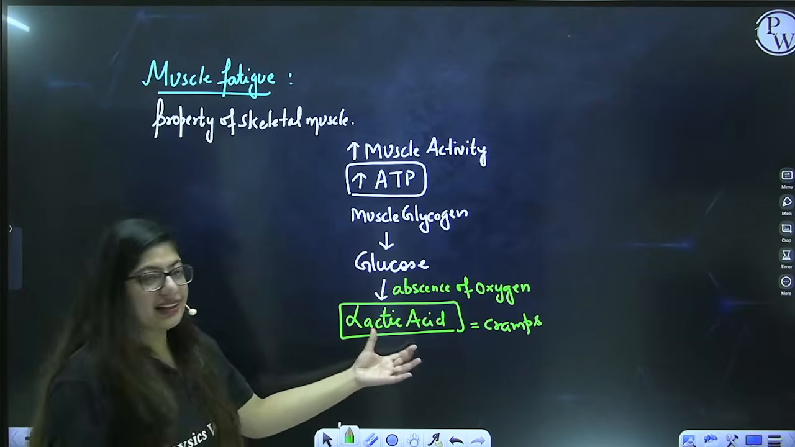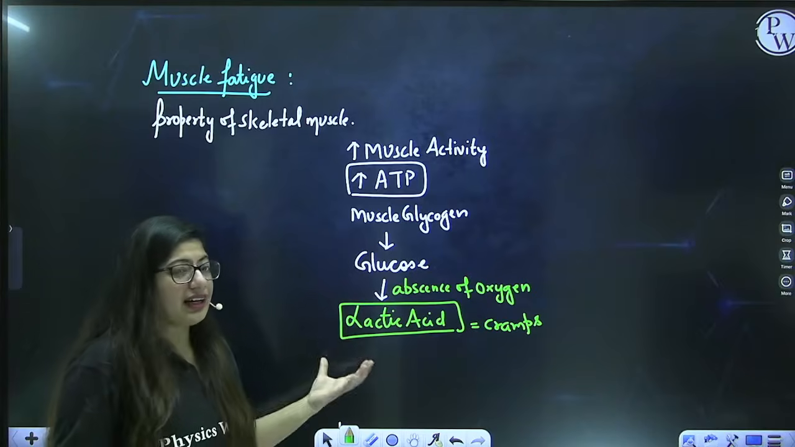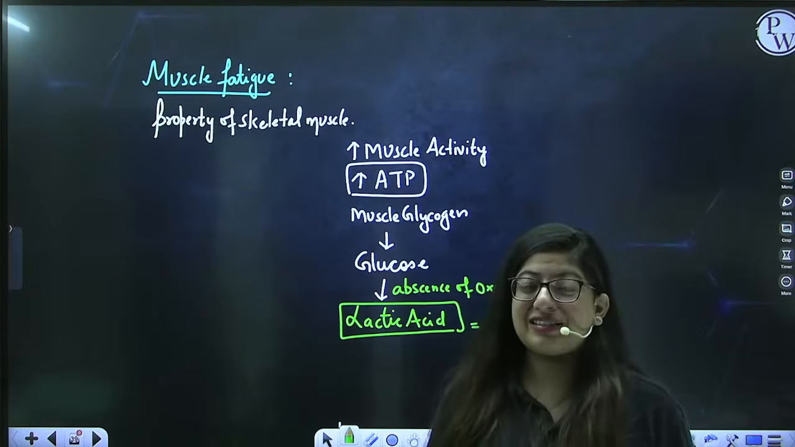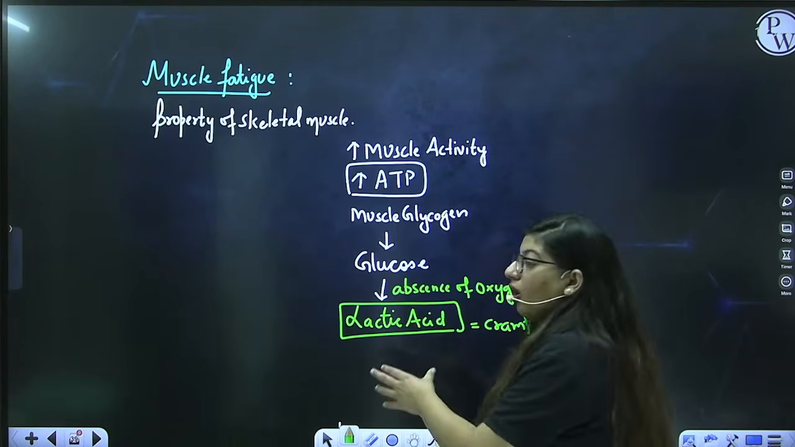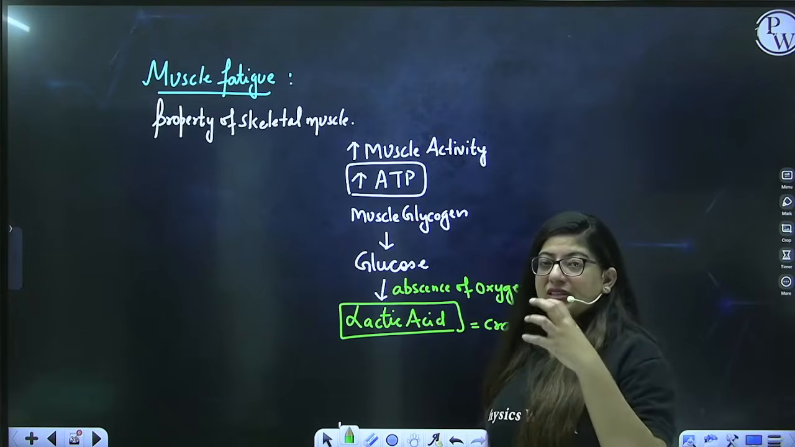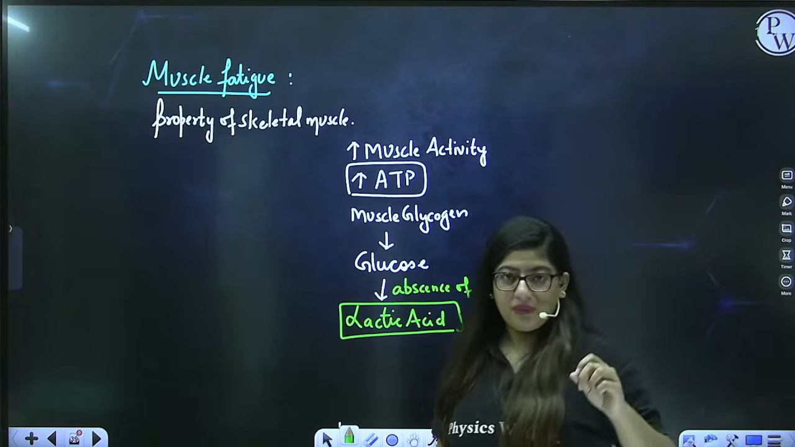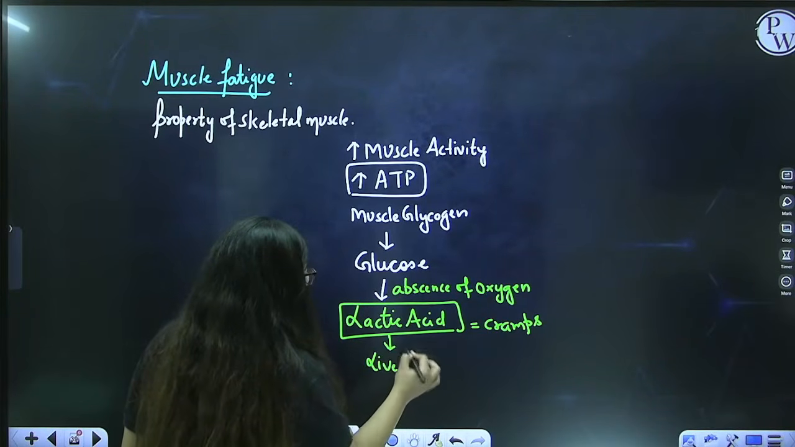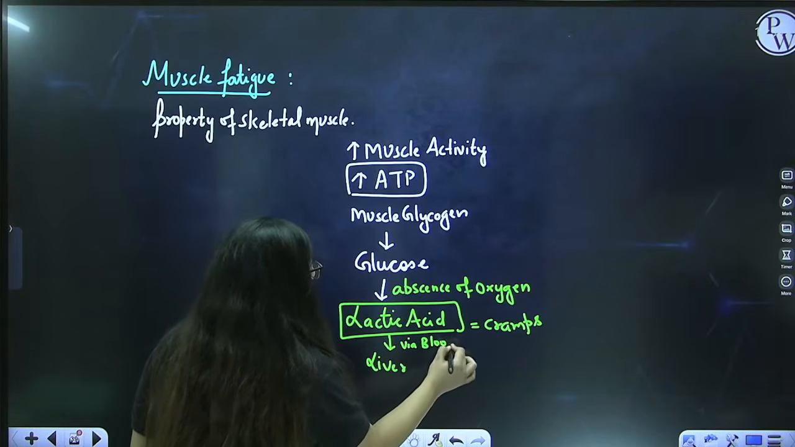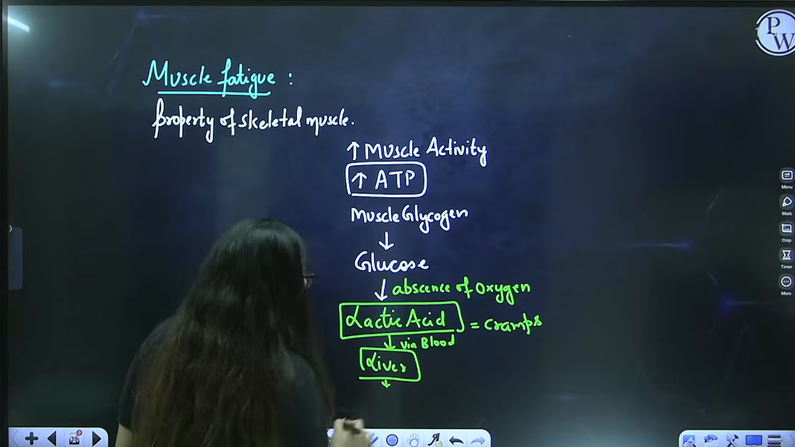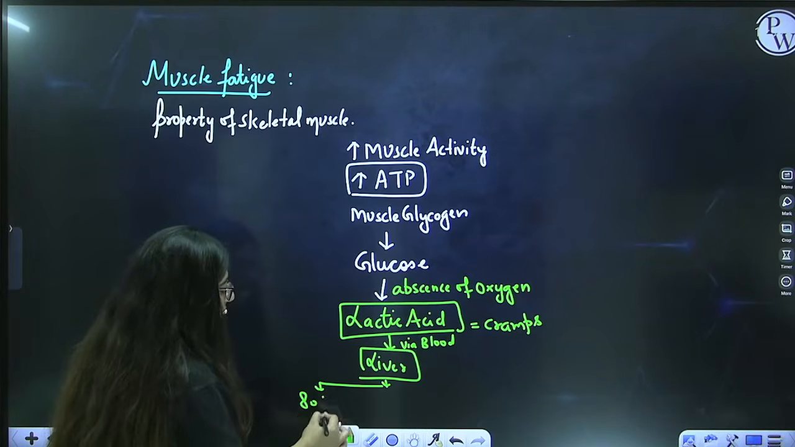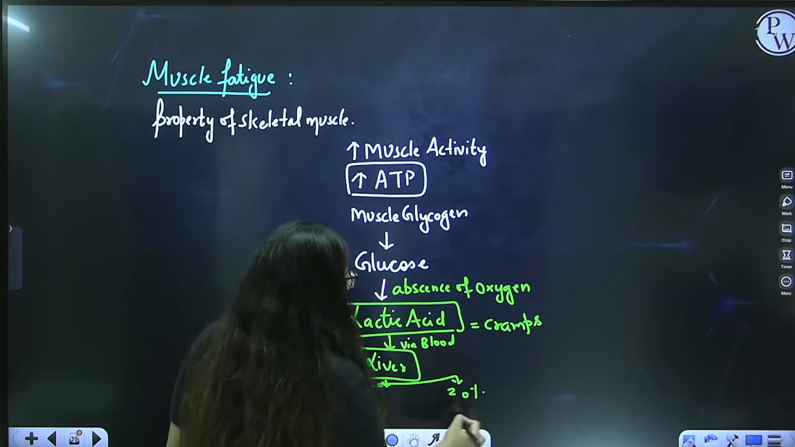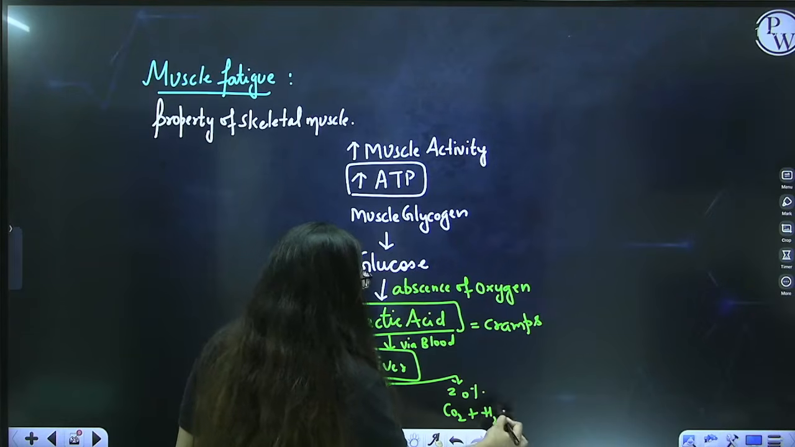So what will happen to this lactic acid? Later, after some time, maybe in a day or 2 or 3 or 4 days, depending upon how much lactic acid is accumulated, the lactic acid moves with the help of blood and goes to the liver. Now what will the liver do? The liver will convert 80% of the lactic acid into glucose, and 20% of this lactic acid will be directly burnt, and it will form CO2 and water.